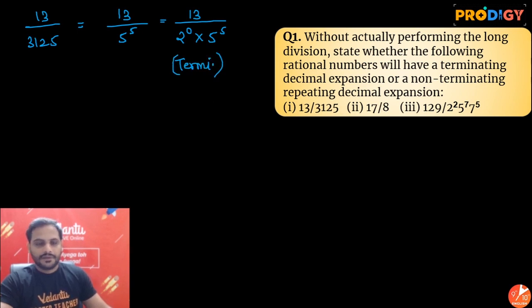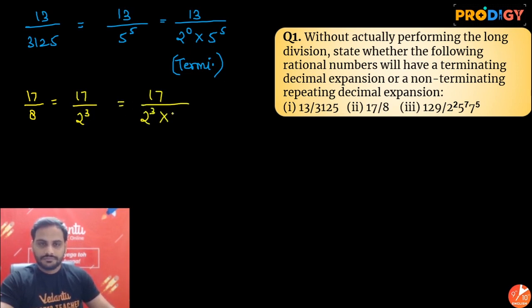Terminating. Next question, 17 by 8. Again, it is in simplified form. 8 is 2 cube, so it is 17 by 2 cube into 5 raised to the power 0, since 5 is not present. So again it will be terminating.